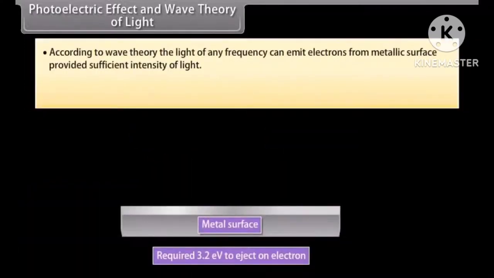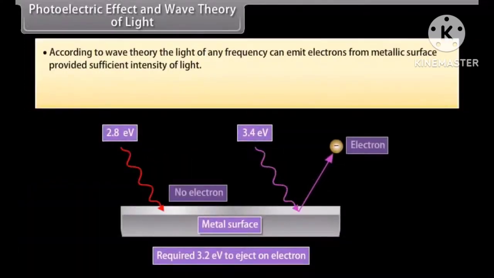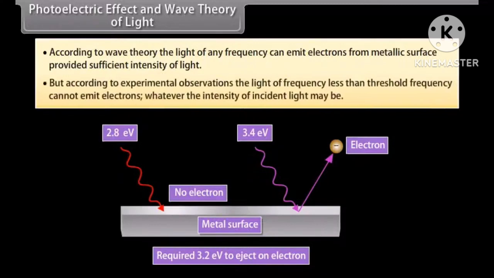According to wave theory, the light of any frequency can emit electrons from metallic surface provided sufficient intensity of light. But according to the experimental observations, the light of frequency less than threshold frequency cannot emit electrons, whatever the intensity of incident light may be.